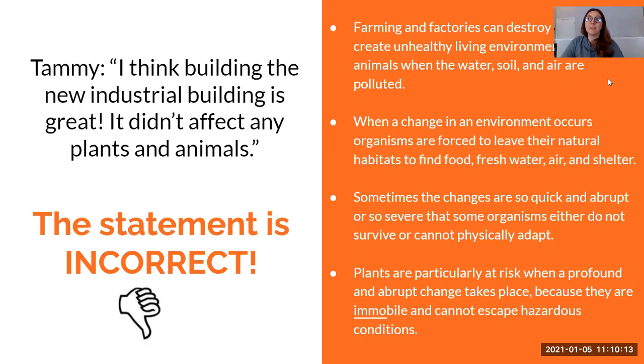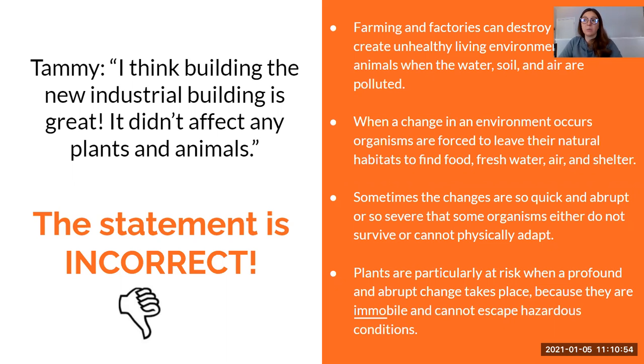They say farming and factories can destroy habitats and create really unhealthy living environments for animals when the water, soil, and air are polluted. So that building could create an unhealthy place for those plants or animals to live. When the change in an environment occurs, organisms like plants or animals could be forced to leave their natural habitats to find food, fresh water, air, or shelter. So those basic needs. Sometimes the changes are so quick and abrupt or so severe that they can't survive or adapt in time, meaning that those animals could just die.